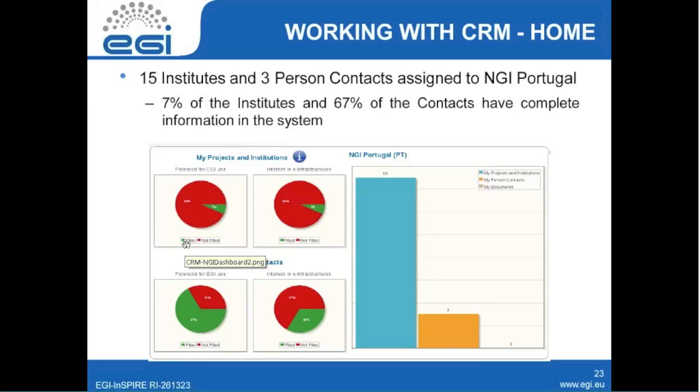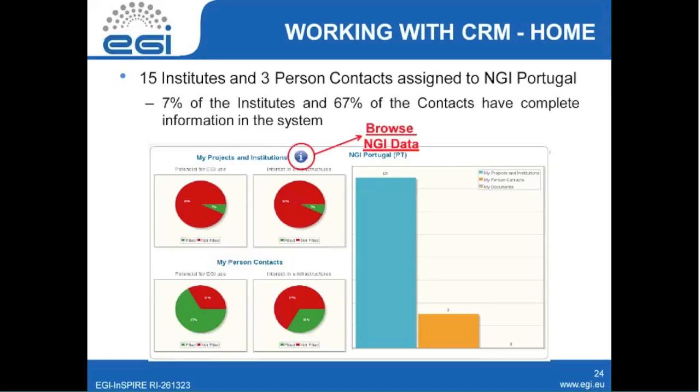So my task as a NIL is to try to make these graphs all green, okay? To first validate the information inserted in the system, and then to complete the missing information. And how can I do that?